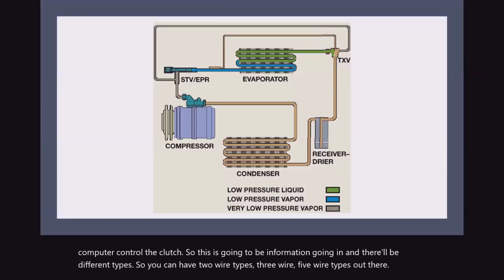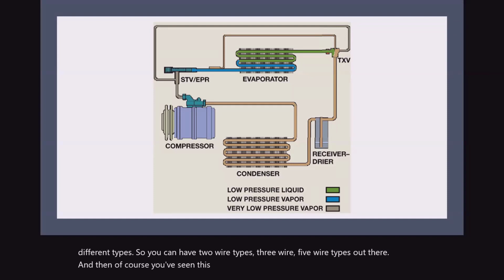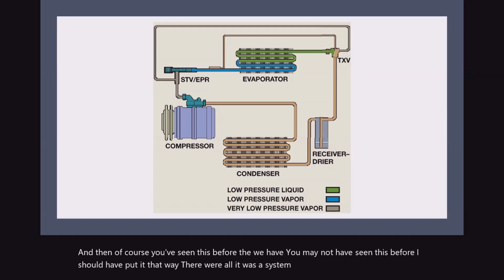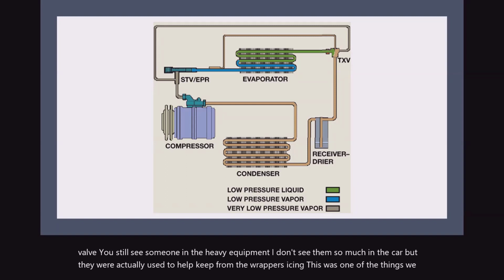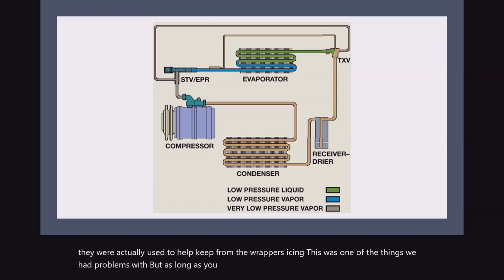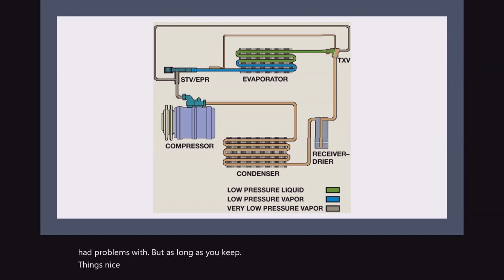And then, of course, you've seen this before. Well, you may not have seen this before. I should have put it that way. It was a system that was called a suction throttling valve. You still see some of them in the heavy equipment. I don't see them so much in the car, but they were actually used to help keep the evaporators from icing. This was one of the things we had problems with, but as long as you keep the refrigerant clear and watch your pressures, you probably won't have that much icing going on.